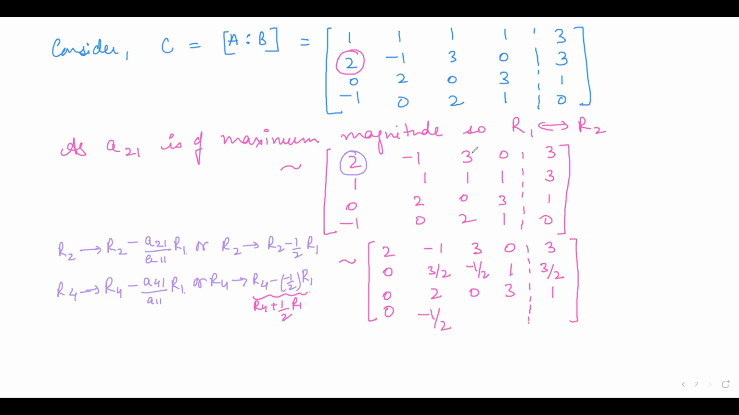2 plus 3 by 2. So that would be 7 by 2. This is 1. This is 0 plus 3 by 2. So this is 3 by 2. So this is what I'm getting as my new matrix, augmented matrix after the changes. Now, let us move to the second step here.